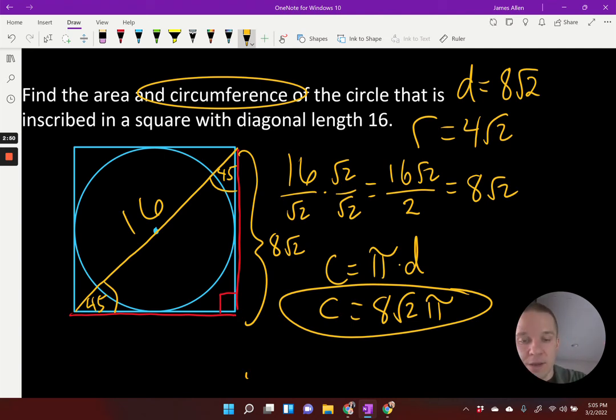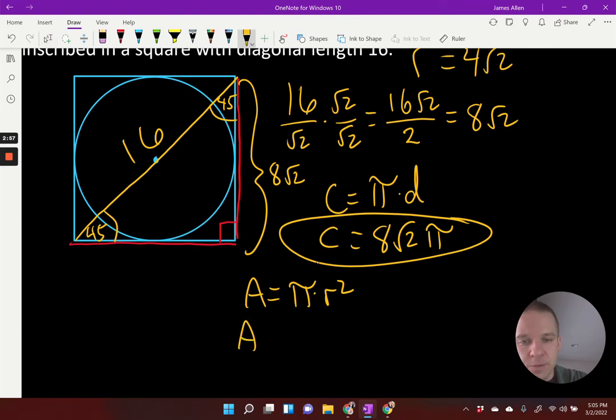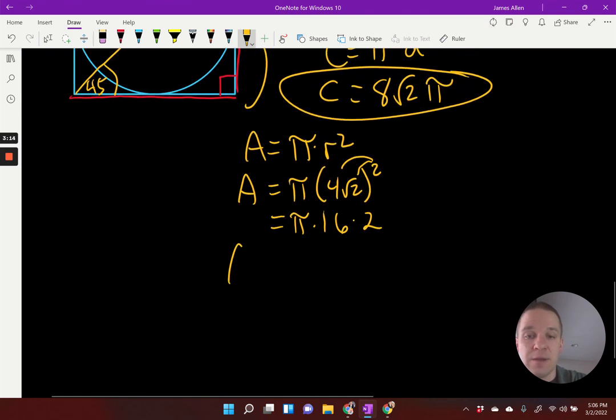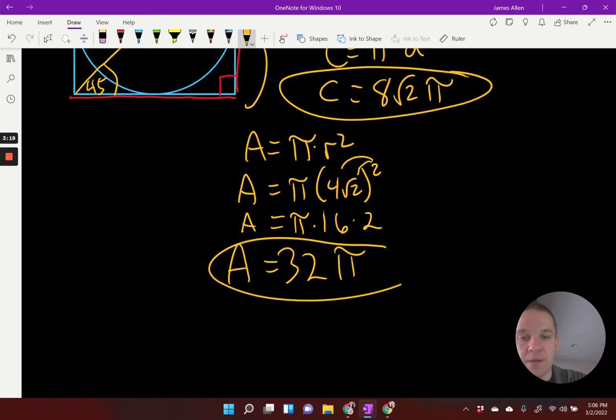Now, as for my area, which is pi times my radius squared, my radius is 4 root 2. So when I plug that in, 4 root 2 squared. Now, to square 4 root 2, if you remember from radicals, I've got to square both parts here. So I'm going to have pi times 4 squared is 16. Root 2 squared is 2. So my final answer here for the area is going to be 32 pi. That one turns out a little bit nicer, right, than the circumference.